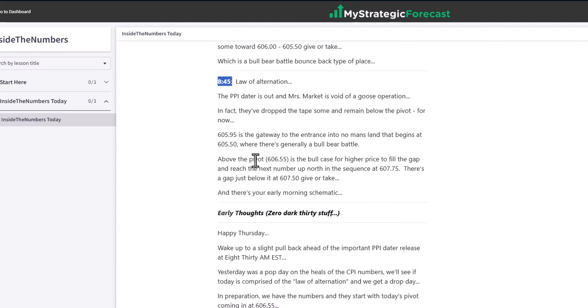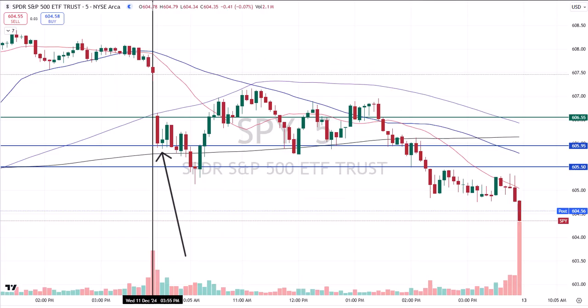As you'll see, and this is already at 8:45, long before the market opens, 605.95 is the gateway to the entrance to no man's land that begins at 605.50. They're close together, but it's the gateway, 605.95. That was scalp trade number 1 in the live room. Scalp trade number 2 was the spike of the low and rip it back up in the other direction. And number 3 was at the entrance to no man's land, 605.50. This was exactly right out of one of the modules that was taught in the MSF Masterclass.